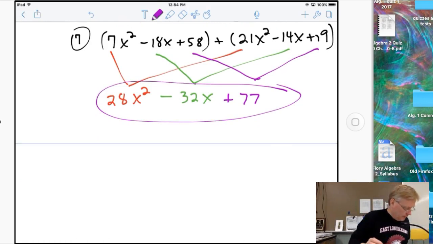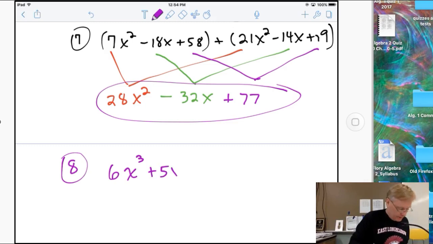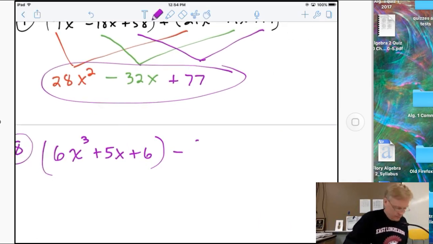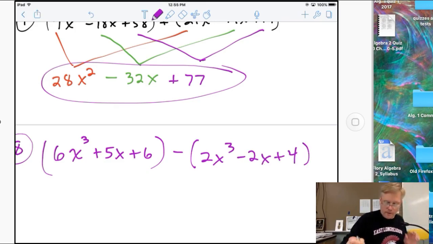Okay. The other one I want to look at is number 8. 6x cubed plus 5x plus 6 minus 2x cubed minus 2x plus 4. All right, now there's really two ways you'll see this set up. This is called horizontal because they're horizontally next to each other.